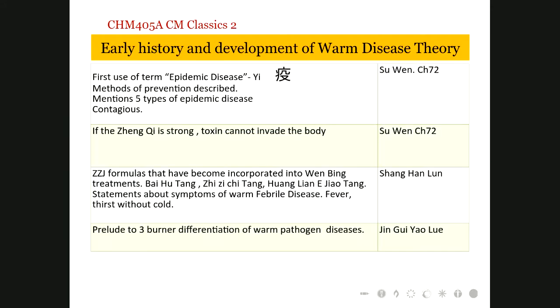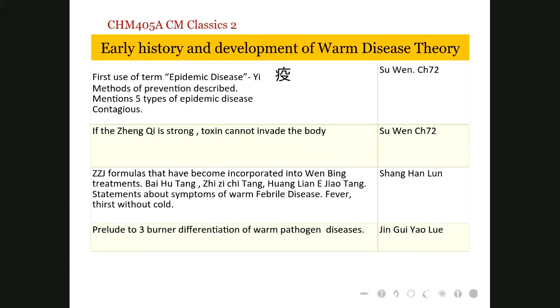This is a specific flow mentioned in the Simple Questions about epidemic illness, and they mention a specific way to prevent it, and what kind of epidemic contagion, discussed in detail. We can have a read. Simple Questions chapter 72 also mentions if you have very strong antipathic energy Qi, what kind of clinical manifestations come out when you have an external attack.